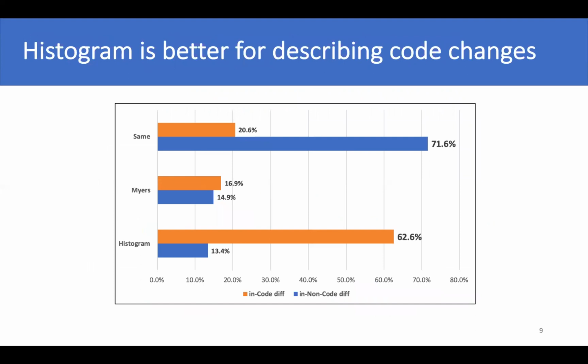The result of our manual investigation on patches shows that the histogram algorithm provides better outputs compared with the Myers in describing the code changes from the source code files. But they have almost the same ability to extract the diffs from the non-code changes. For example, the changes of a text file.